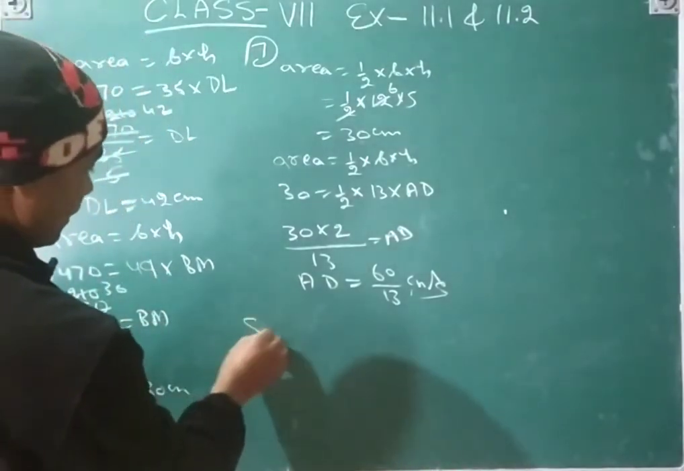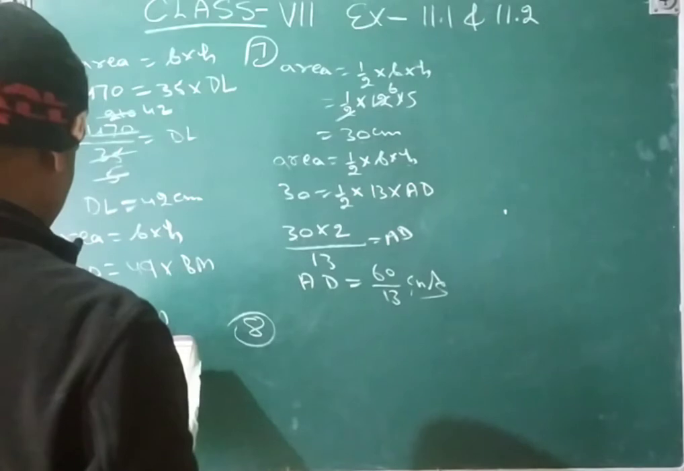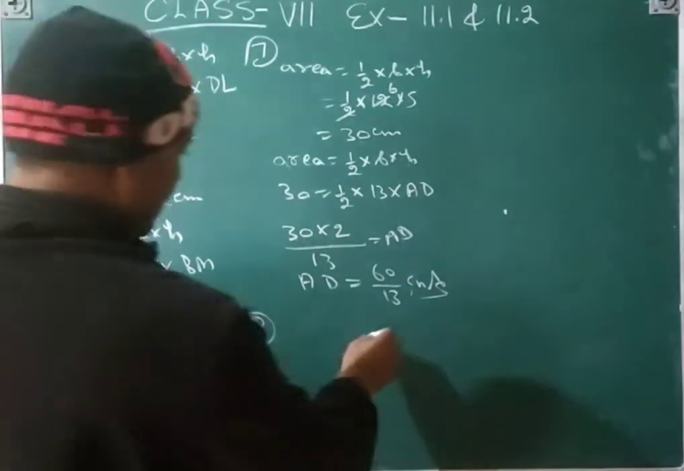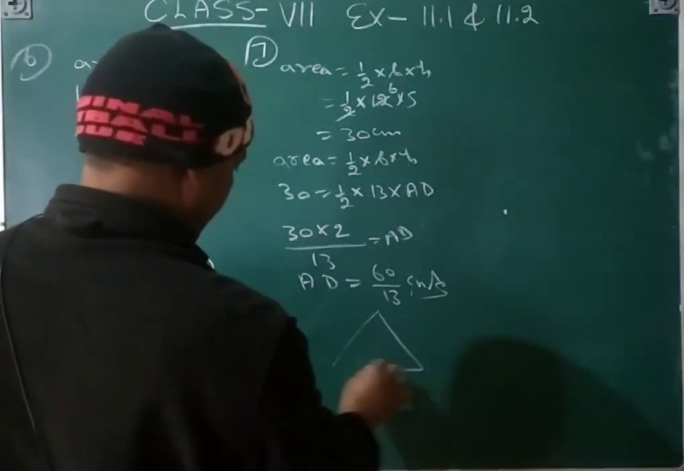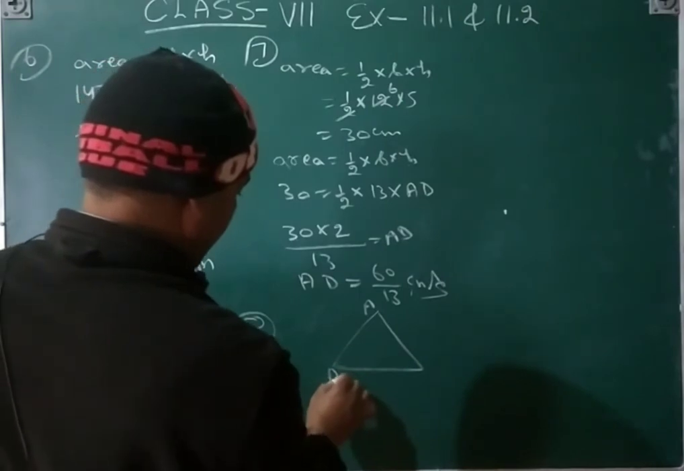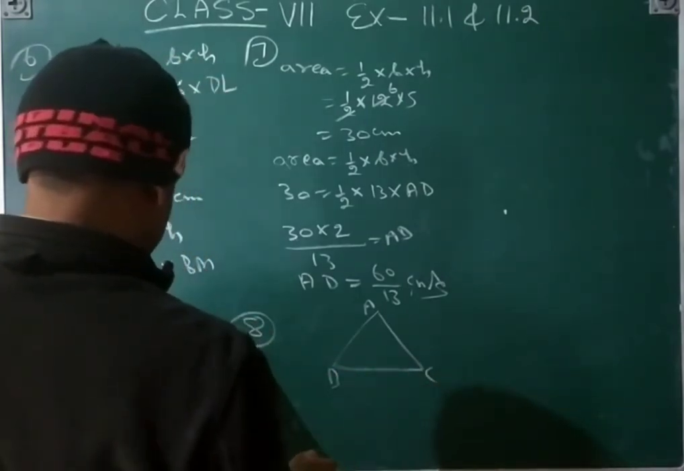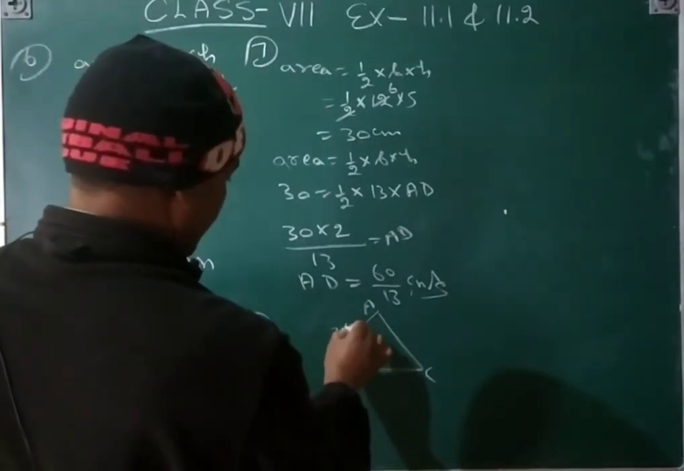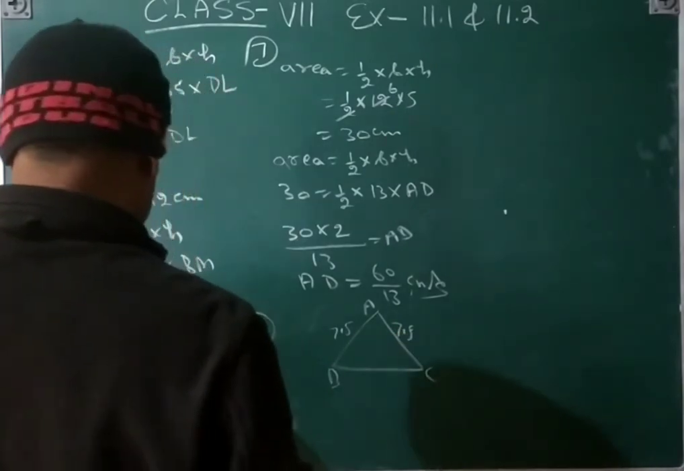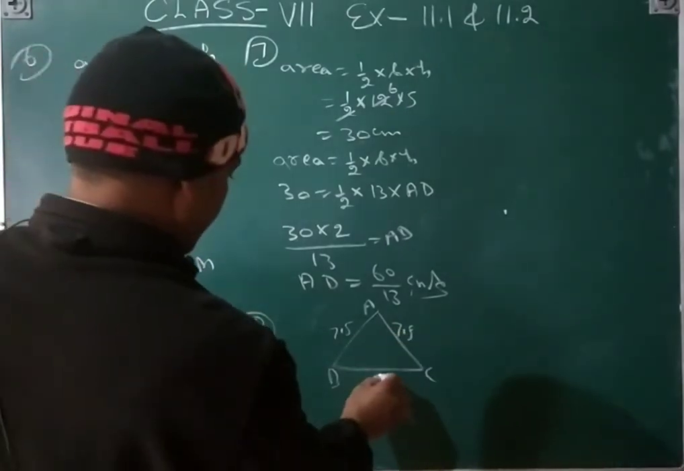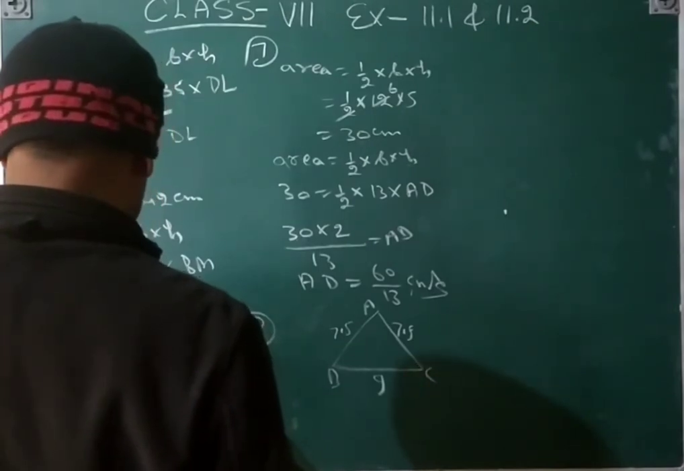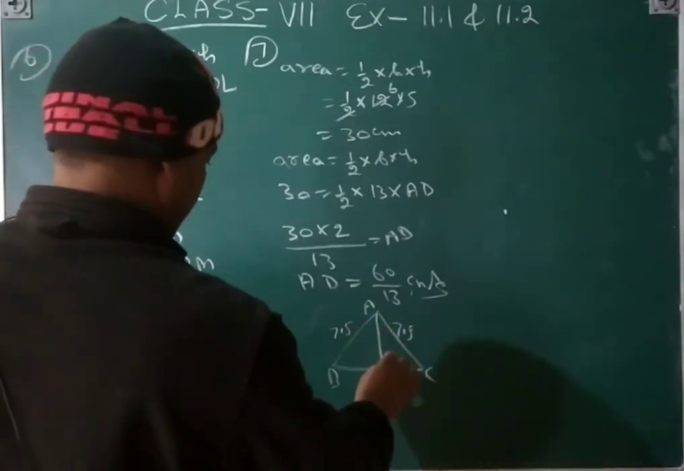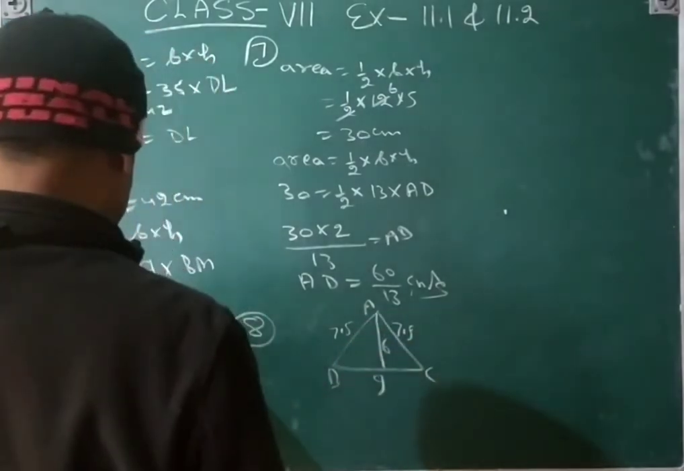8th question. ABC is an isosceles triangle. AB is equal to AC. Here we will draw the diagram also. A, B, C. AB and AC are 7.5, and then BC is equal to 9. Then height AD from A to BC is 6. Find the area of ABC.